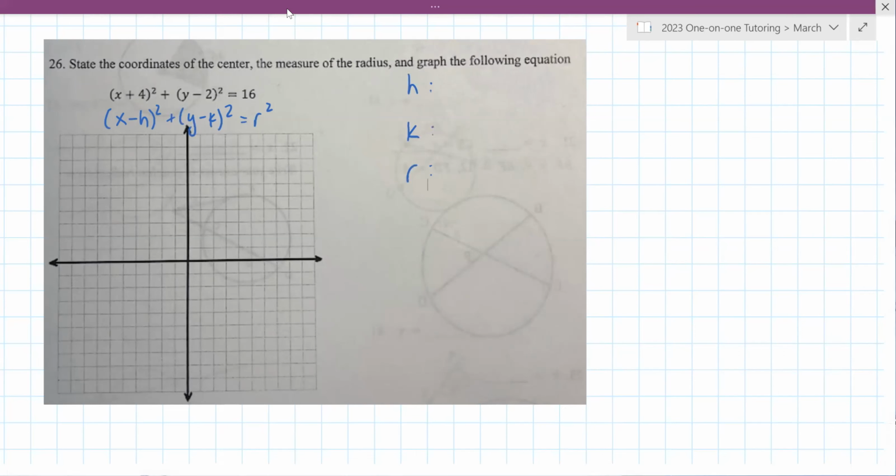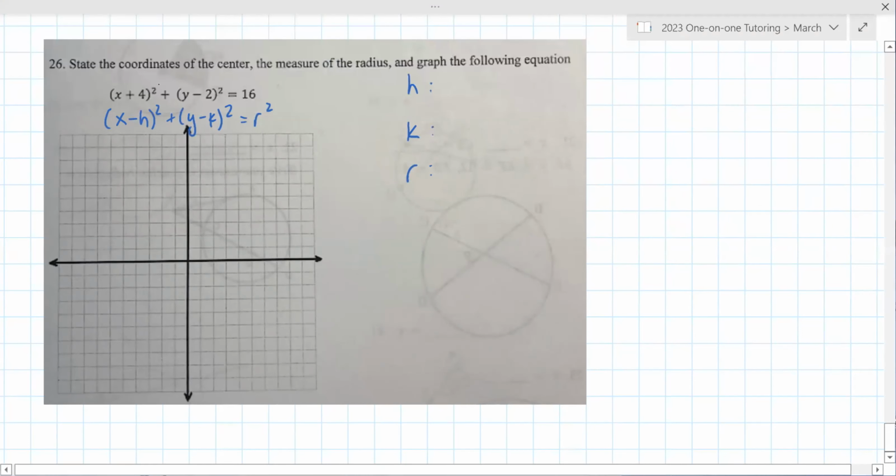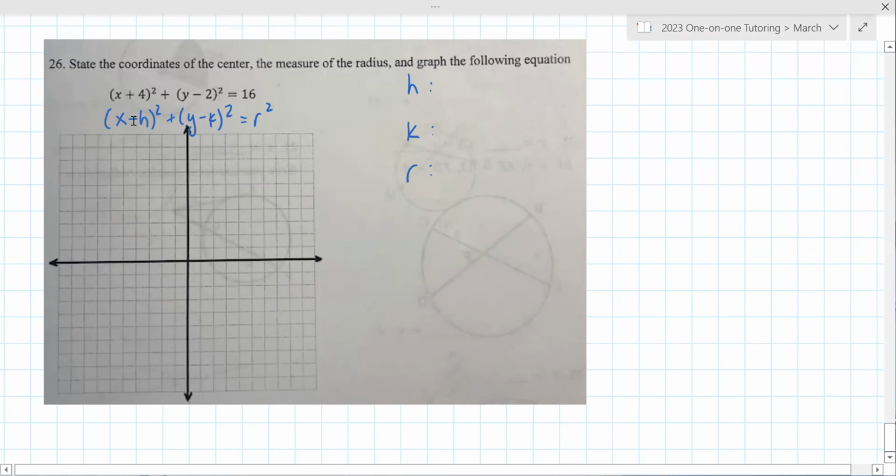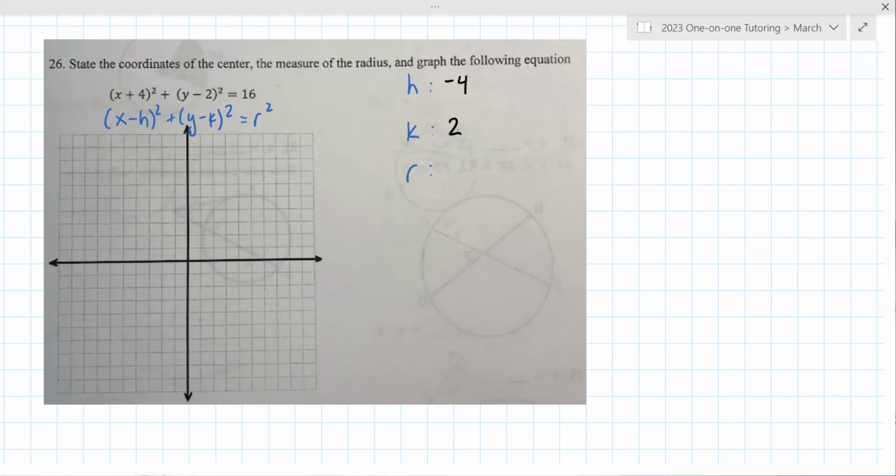Now I'm going to tell you that the way most students remember how to find h and k is it's the opposite of what's inside the parentheses. So if it's +4, that means h is -4. If it's -2 inside parentheses, that means k is +2. Is that clear? Could you repeat how to find that? Yeah, most students use the opposite of what they see. So if you see +4, they know it's -4. If it's -2, then that becomes +2. Okay.